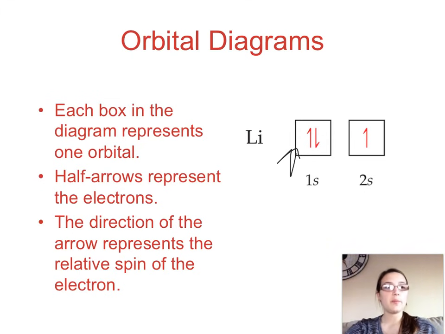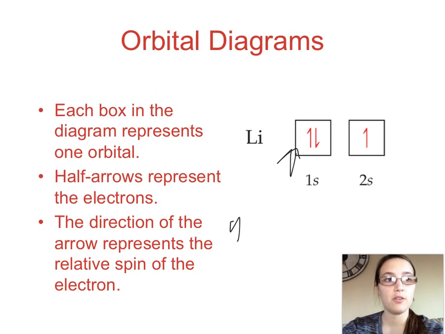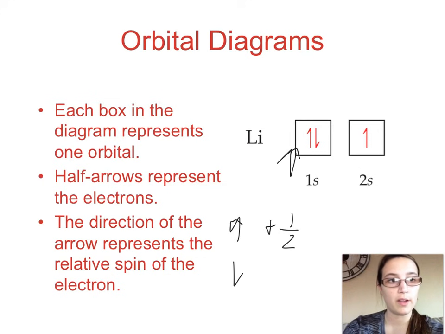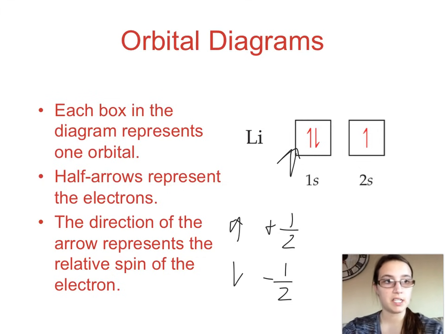And then within the box you have half arrows. These half arrows represent the electrons, and the direction of the arrow represents the relative spin. If the half arrow points up, that is positive spin, that's plus 1/2. If the half arrow points down, that's minus 1/2. So if you look in lithium's 1s orbital, we have the plus 1/2 and the minus 1/2 electron within that orbital.